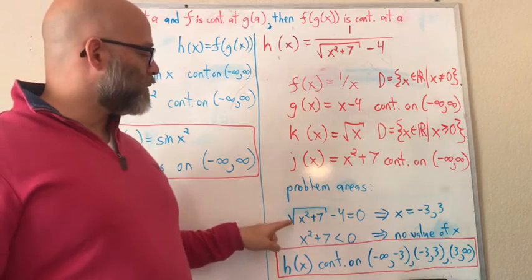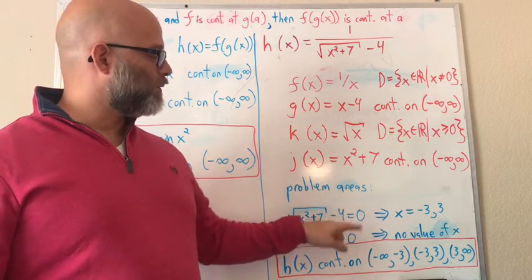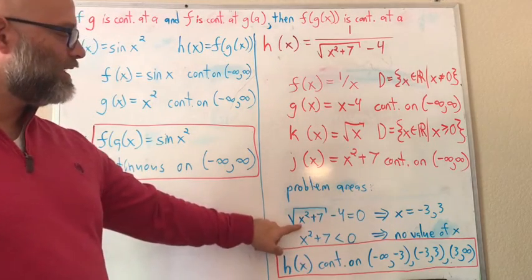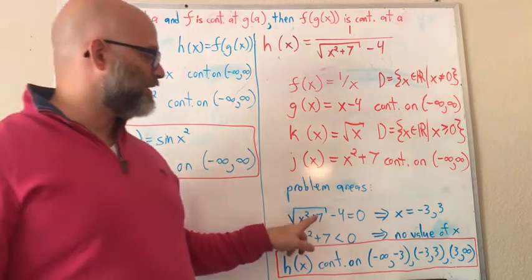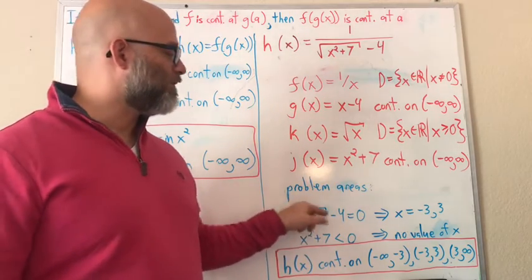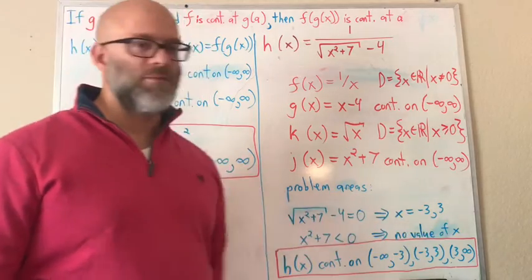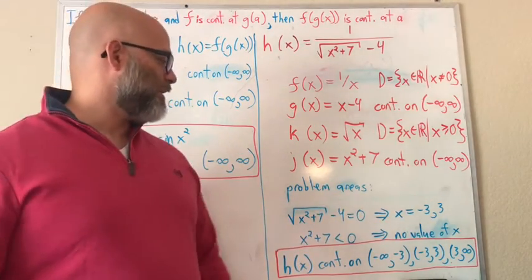Well, when will the square root of x squared plus 7 minus 4 equal 0? If you solve this, when x is equal to negative 3 or 3. Can you see that? Negative 3 squared is 9. 9 plus 7 is 16. Square root of 16 is 4. 4 minus 4 is 0. Same if I plugged in 3. So clearly these are problem values for the domain.